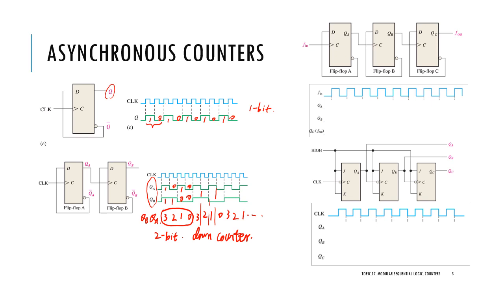If we add a third flip-flop, probably you can guess it now. We have a 3-bit asynchronous counter. So the output should look like this. A will change at every cycle, and B is using A as the clock signal, so B can only change at the rising edge of A.